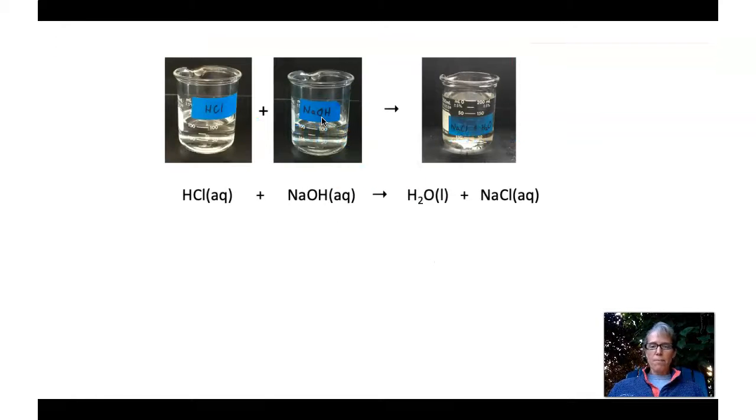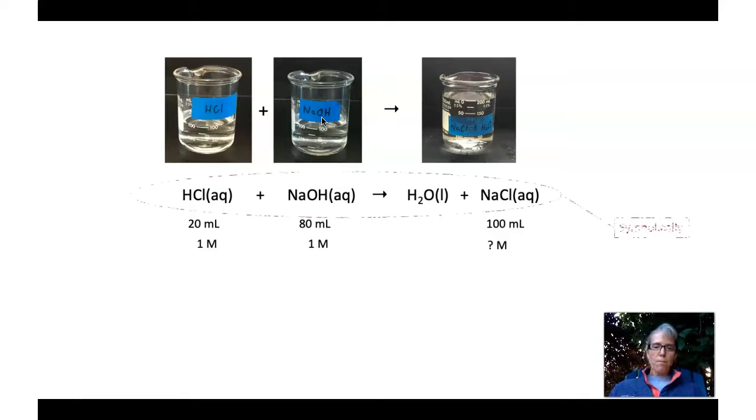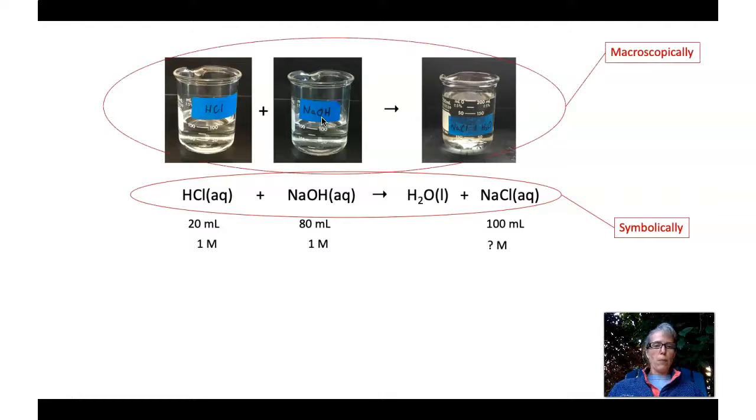Here's our reaction, and let's take 20 mils of the acid and 80 mils of the base. So obviously we'll get about 100 milliliters of product, but this time it's going to be a little bit trickier to figure out what the concentration or how many moles of that salt we're going to produce. So here we have, just to review, the symbolic representation of this reaction as well as the macroscopic perspective.